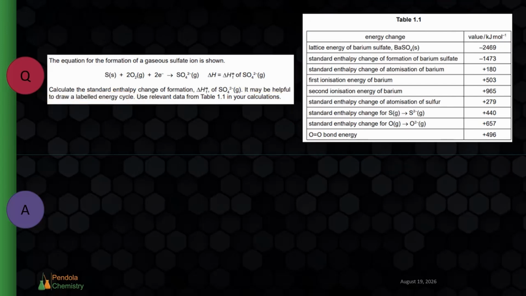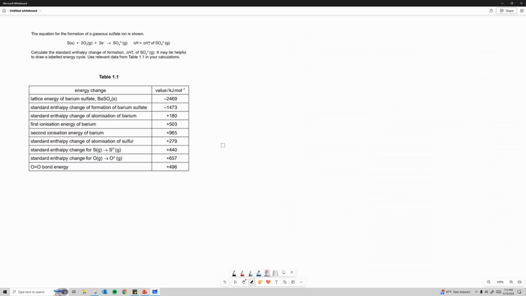Now I'm going to switch over to a different program. So let's look at the problem. I have the exact same problem here with all of my energy level diagrams. Now, I'm going to walk you through how I would do this problem if it was me taking this test. If I was sitting in the A-level exam and this problem came up, this is how I would tackle it.